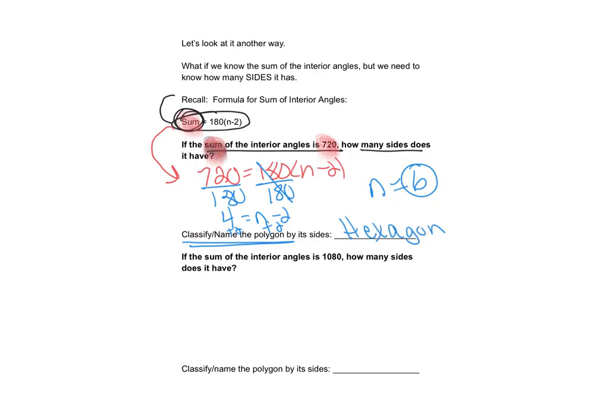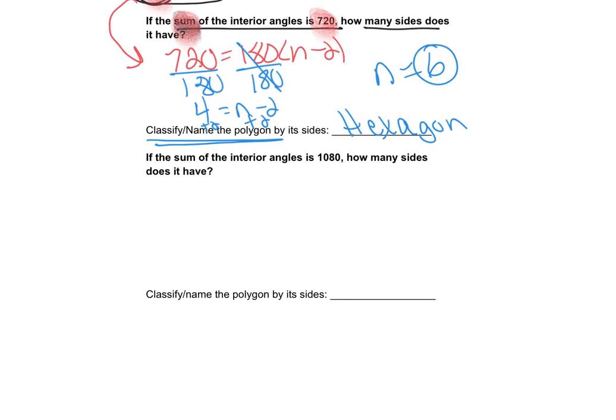Okay, let's just do that one more time. The sum of the interior angles is 1080. So the sum is that left-hand side of our equation. So we're going to have 1080. And we're going to have 180 times n minus 2. And then we're just going to follow that same process. We're going to divide by 180.